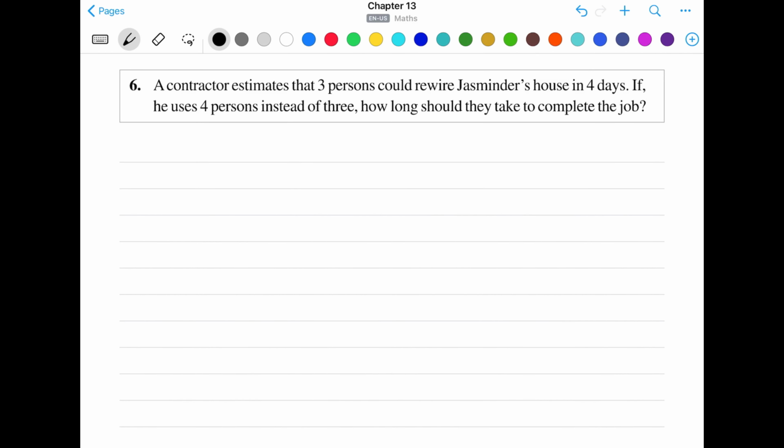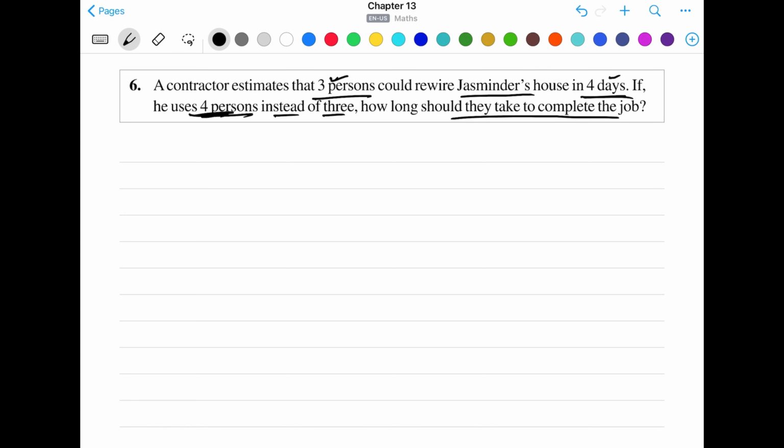Now moving to question number 6, we have: a contractor estimates that 3 persons could rewire Jasminder's house in 4 days. 3 persons can complete the task in 4 days, but if he uses 4 persons instead. Earlier he decided to use 3 persons, who were supposed to complete the task in 4 days, but the contractor has increased one person, that means he has used four persons instead of three. How long should they take to complete the job?